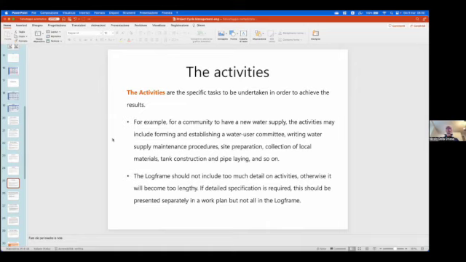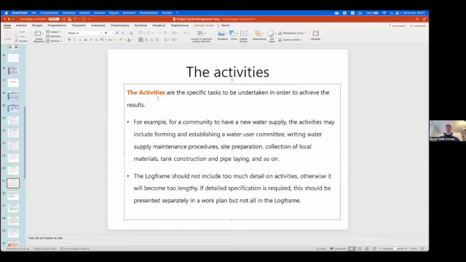And the activities are the specific tasks that have to be realized to achieve the results. So, for example, to have a new water supply in a community, we would have possible activities such as establishing a water user committee, writing supply and maintenance procedures, preparing the site, collecting the materials, constructing tanks, laying pipes, and so on.